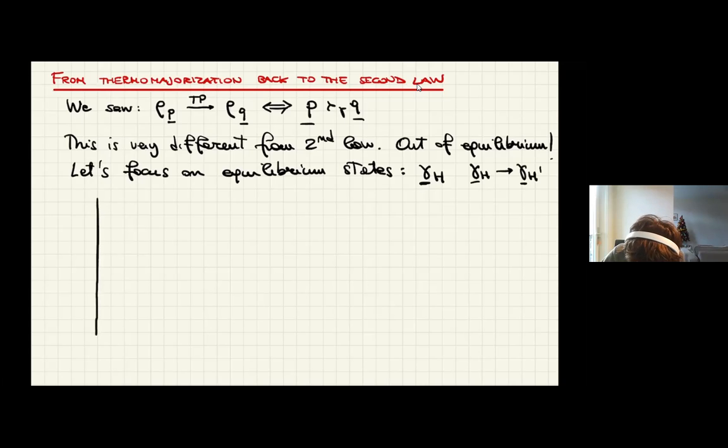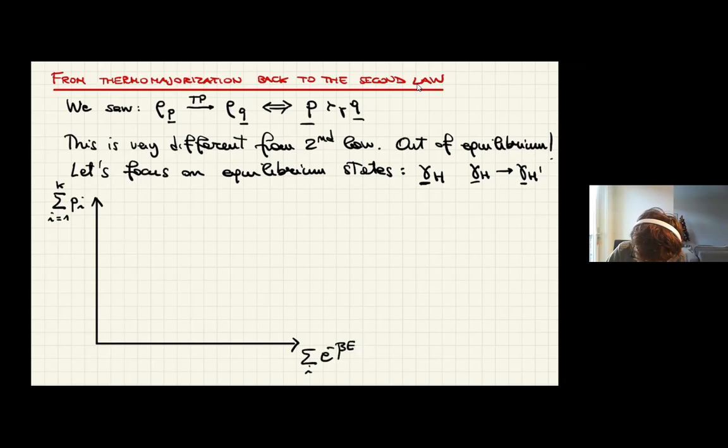These are curves where on the y-axis we put the partial sums of the probabilities at play, and on the x-axis we put the partial sums of the Gibbs factors, e to the minus beta e_i, relative to whatever Hamiltonian we are talking about. Here e_i is the energy spectrum of H, the eigenvalues of this Hamiltonian. So what's nice about equilibrium states is that their thermomajorization curve is actually a straight line.